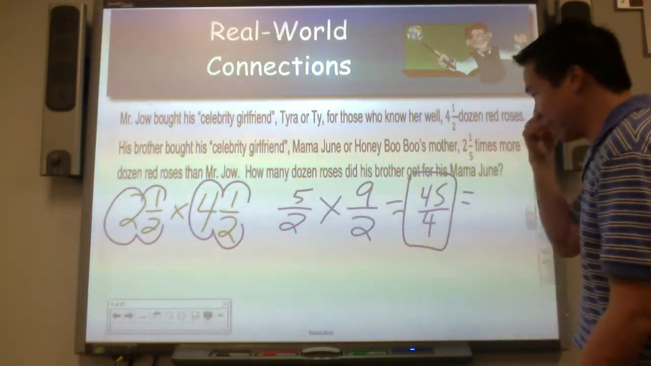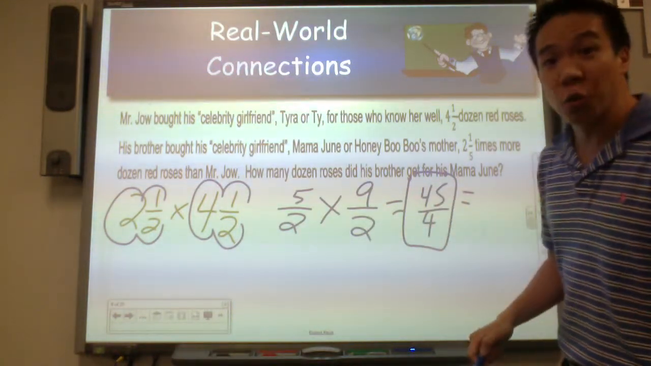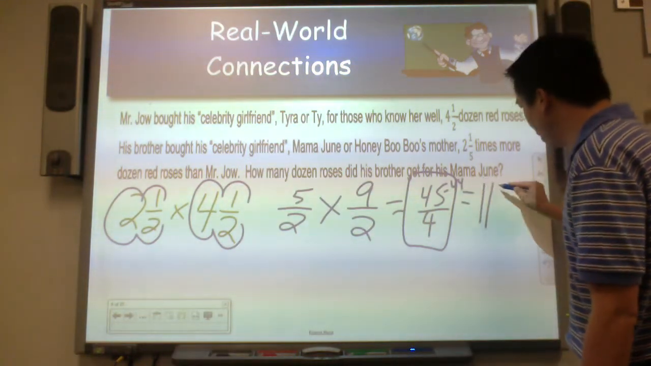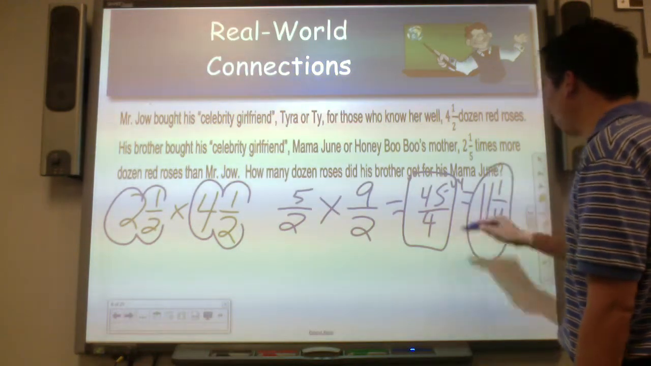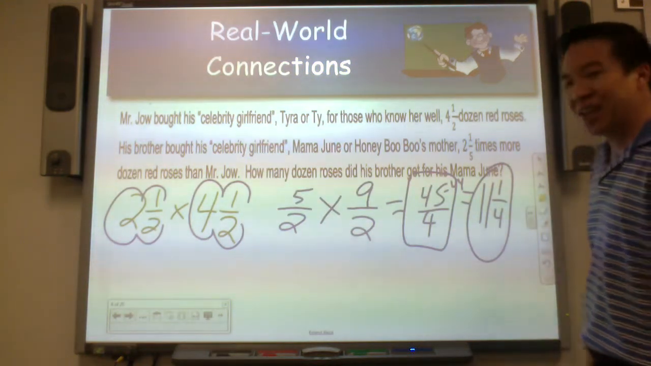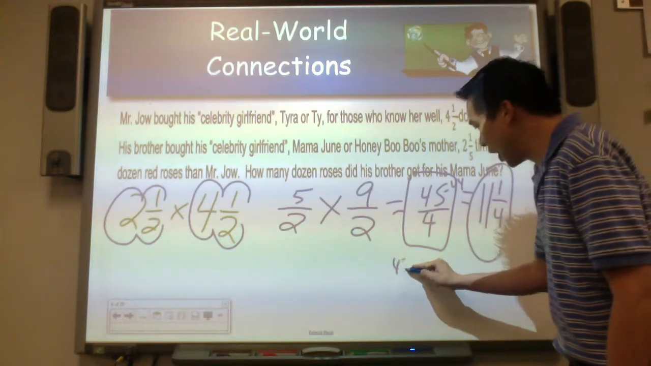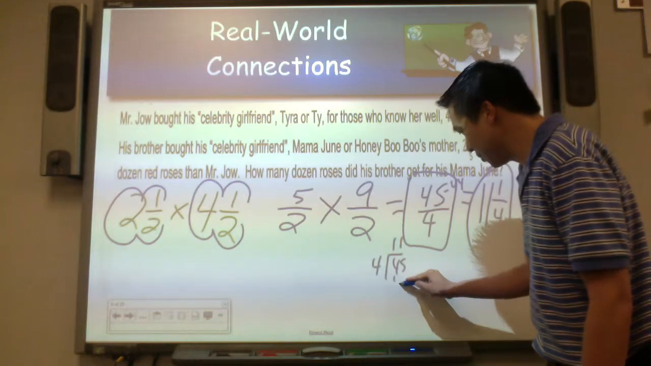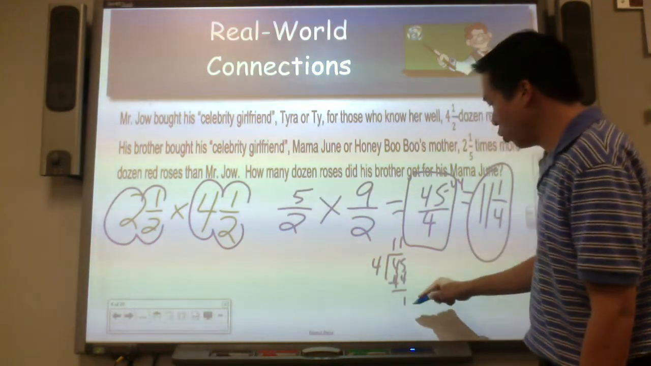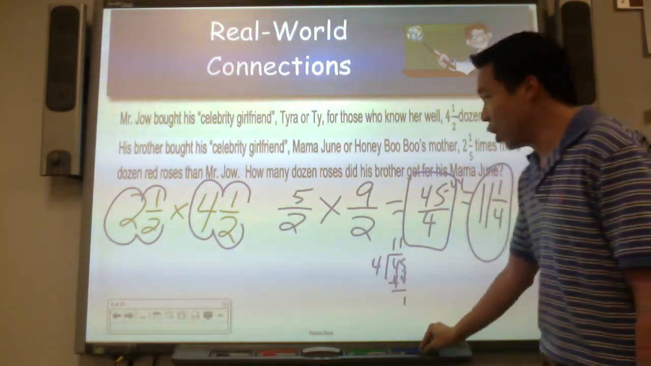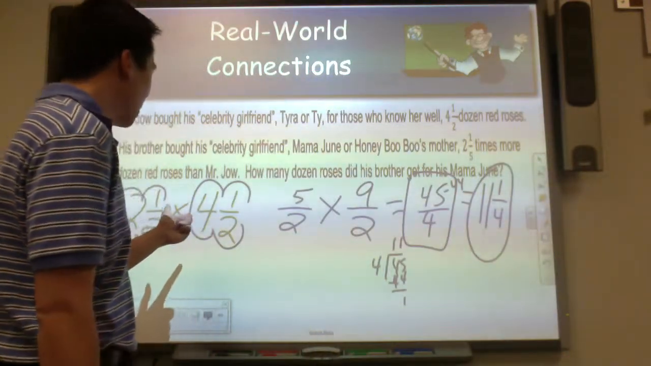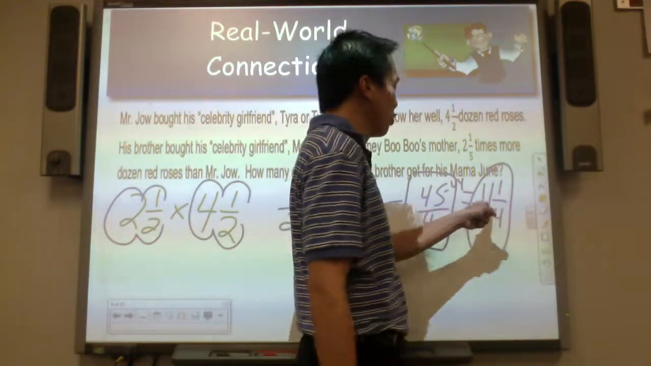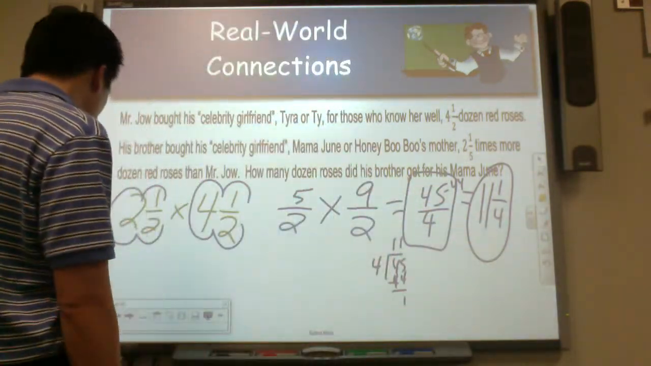So you can do it one way. How many 4s go into 45? 11 times. What do you have left over? 1. 11 and 1/4 dozen red roses. If you cannot do it in your head, you can just divide these two numbers. Can 4 go into 45? 11 times. What do you have left over? 1. 11 and 1/4. So I bought 4.5 dozen red roses for Tyra, and my brother bought 11 and 1/4 dozen red roses for Mama June.